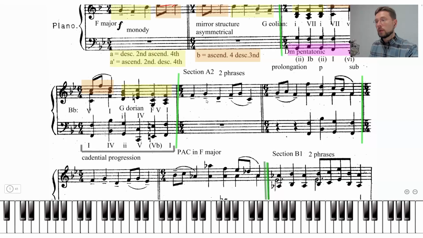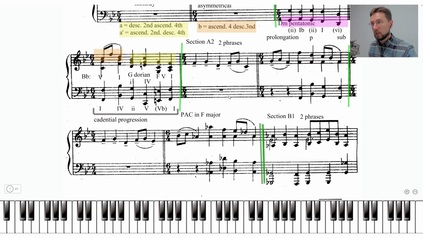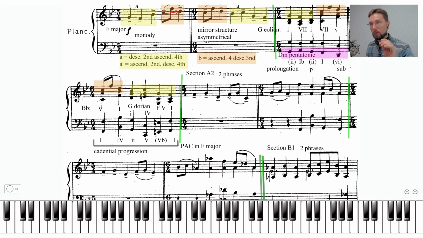Good. So now the A2, it's based on the same motifs, but it's a different melody. A1 was.